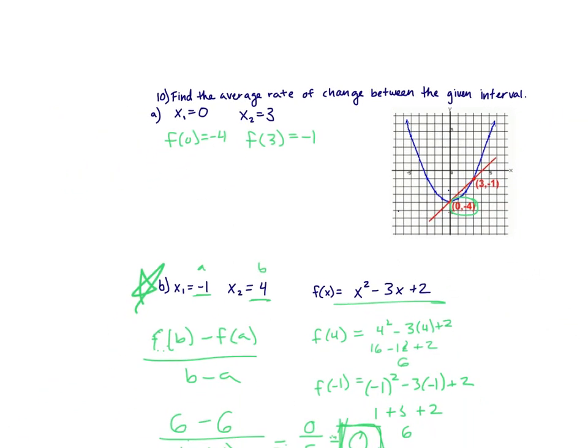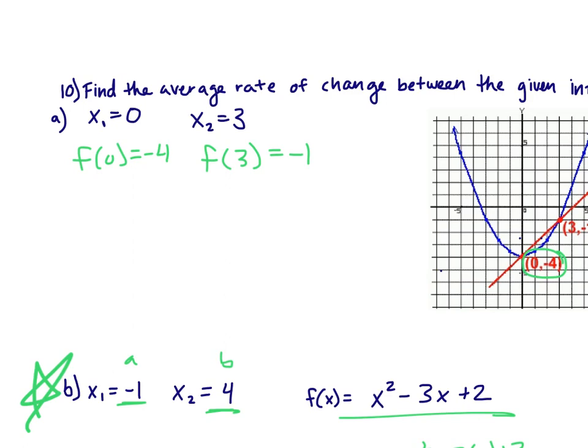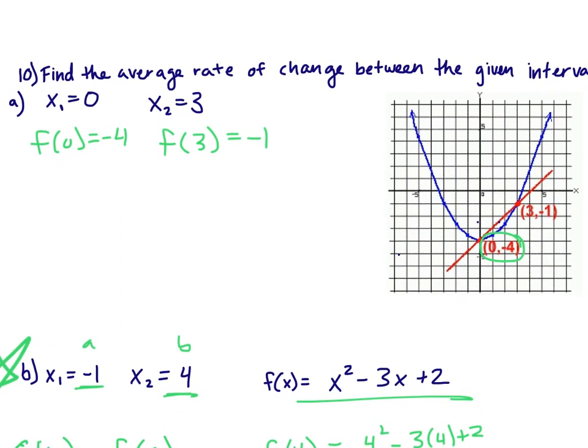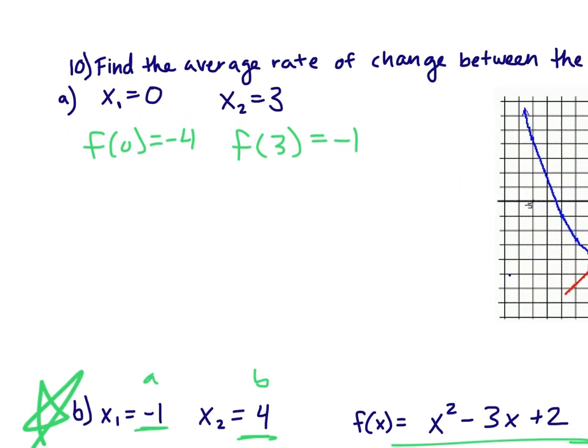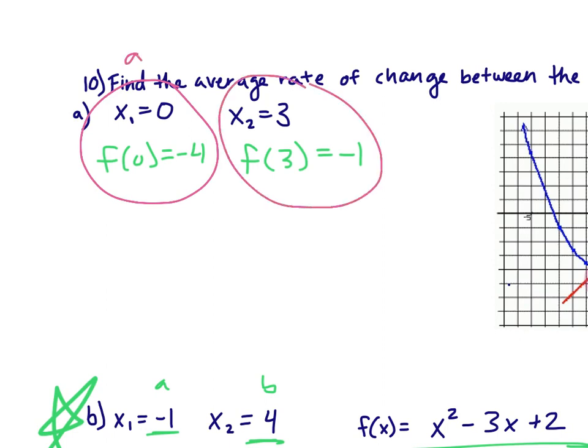Okay, and for the last page, we started 10a, but let's finish it. So we said that f of 0 is equal to negative 4. We know that because when x is 0, y is negative 4. And then f of 3, we go to our graph, see where x is 3, y is negative 1, so f of 3 is negative 1. And now we just plug everything into our equation. So we just have to keep which one's a and which one's b consistent, so we can say that this is our a and this one's our b.